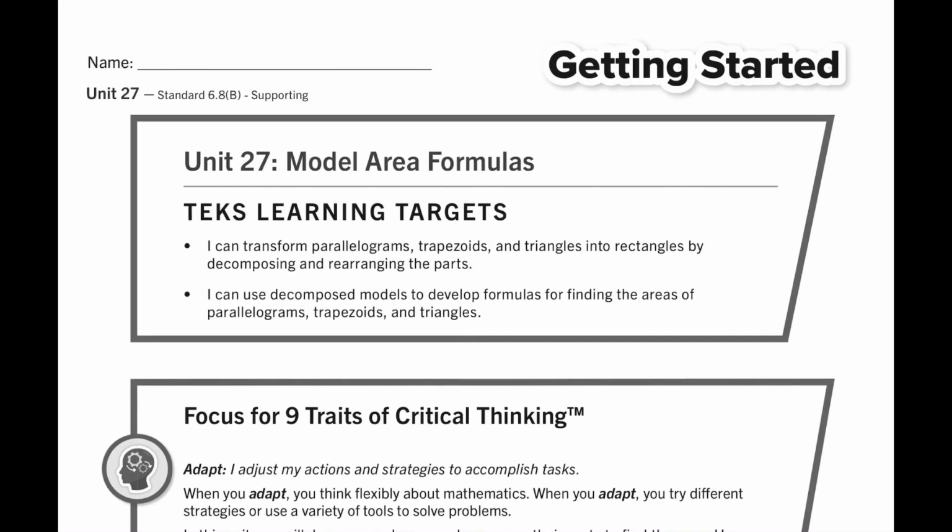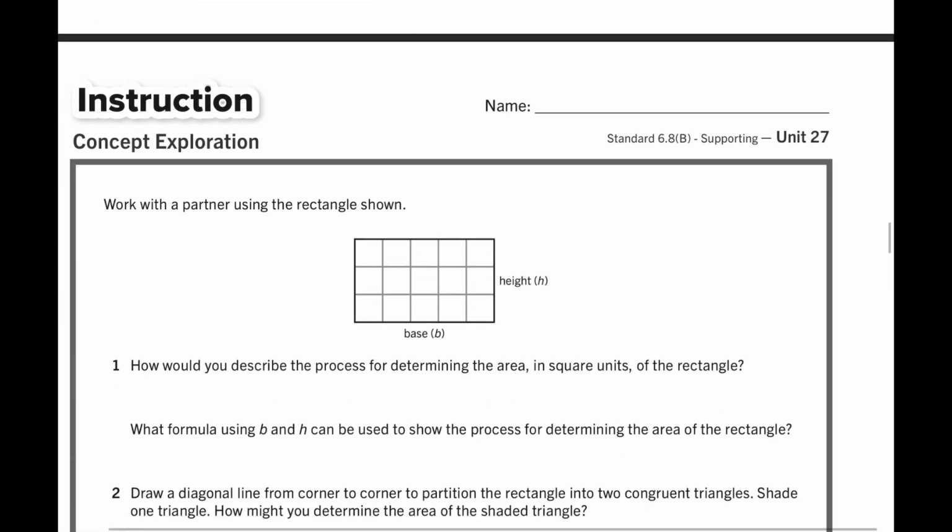All right, so let's look here at a couple of the textbook pages for this particular TEAC 468B. My learning targets: I can transform parallelograms, trapezoids, and triangles into rectangles by decomposing and rearranging the parts. Well, we kind of did that backwards. We took rectangles, decomposed them, and transformed them into parallelograms, trapezoids, and triangles. But the idea is that you can move from one to the other. I can use decomposed models to develop formulas for finding areas of parallelograms, trapezoids, and triangles.